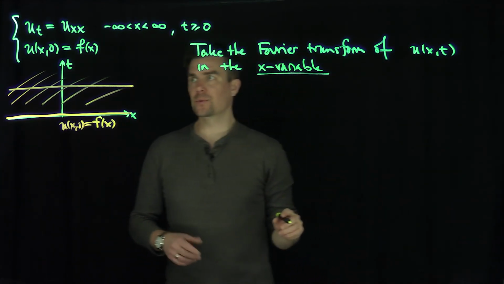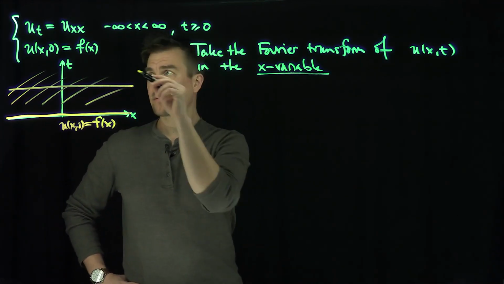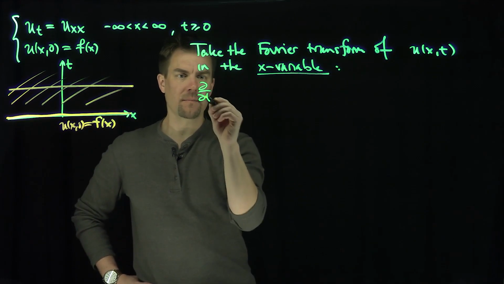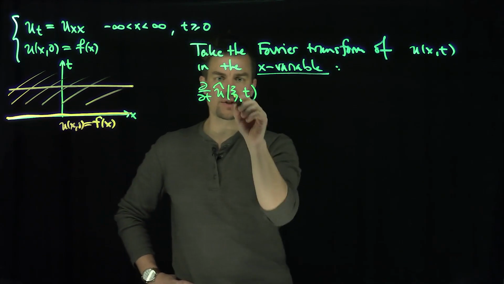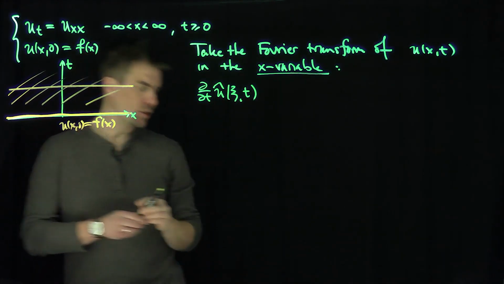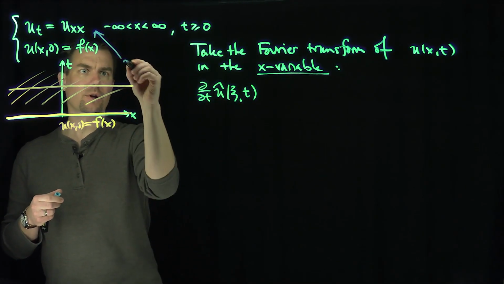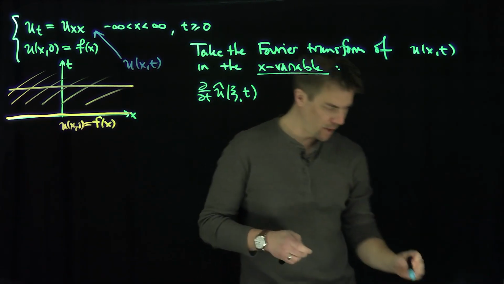And so what's going to happen if we do this? We're going to take the Fourier transform on both sides. And so the left-hand side is going to be the partial with respect to t of u hat of xi, t. So I've changed the x to xi. And of course, this u over here is really u of x and t. It's just real variables. That's what our u is.